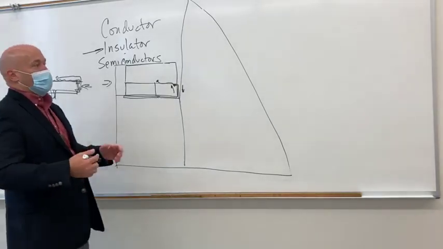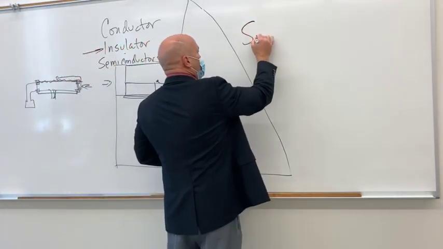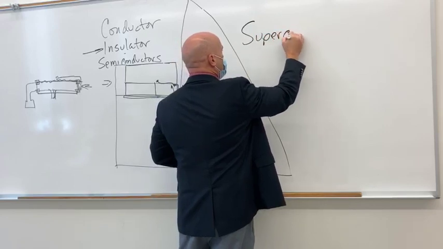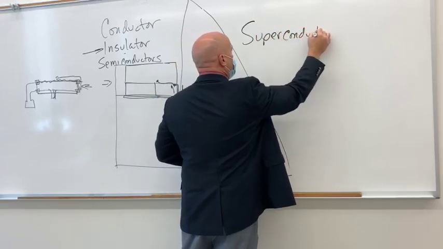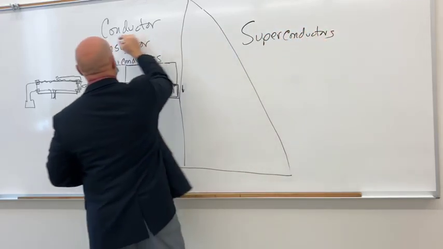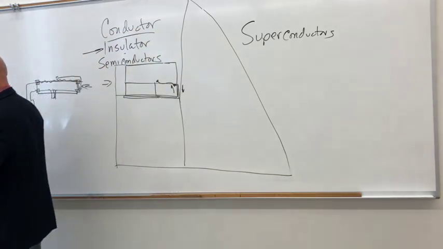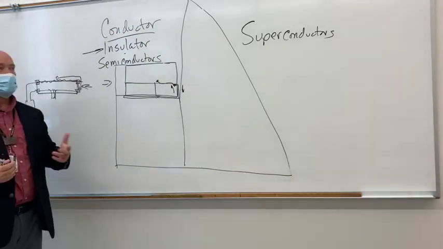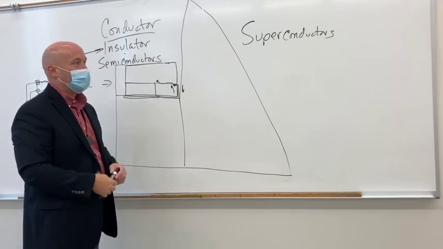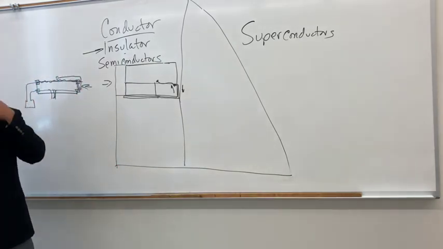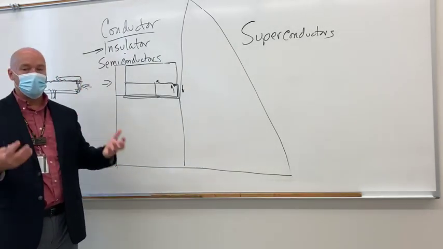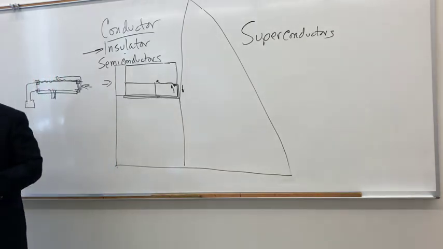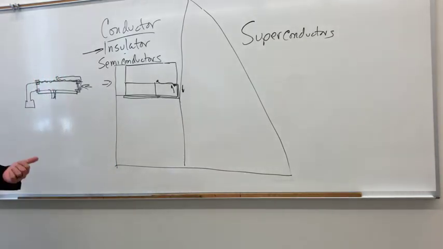And then we've got superconductors. Superconductors are very efficient conductors, but they deserve a classification all by themselves in that they're extremely efficient. Anytime you send electrons through a conductor, you're going to create a magnetic field, and you're going to have resistance. Both of those two things are going to happen.